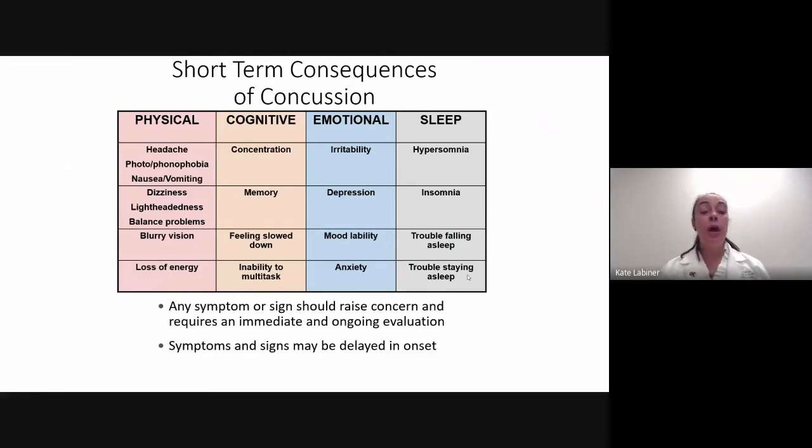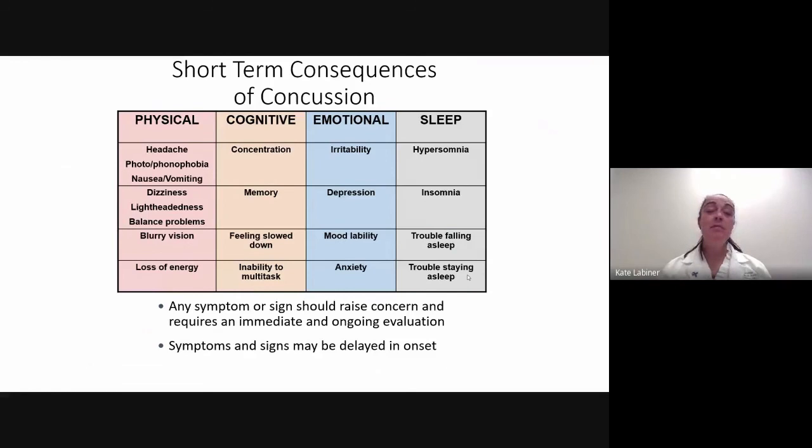It can also affect you cognitively, which is really important in children because they're in school. Their concentration can be off. Their memory and processing speeds can be much slower. Their memory is often lower, and they'll tell you they can't remember things like they used to. They can feel slowed down or foggy. And any of these signs or symptoms should raise concern to be evaluated for a head injury.